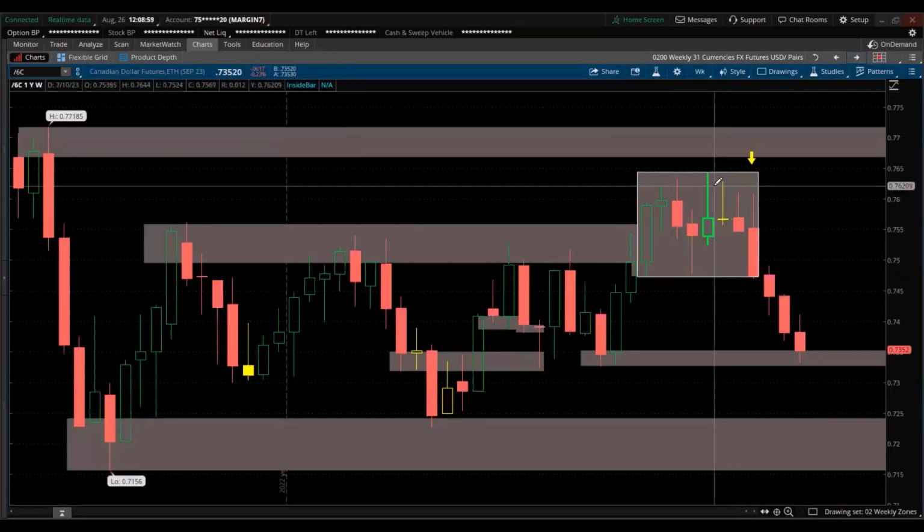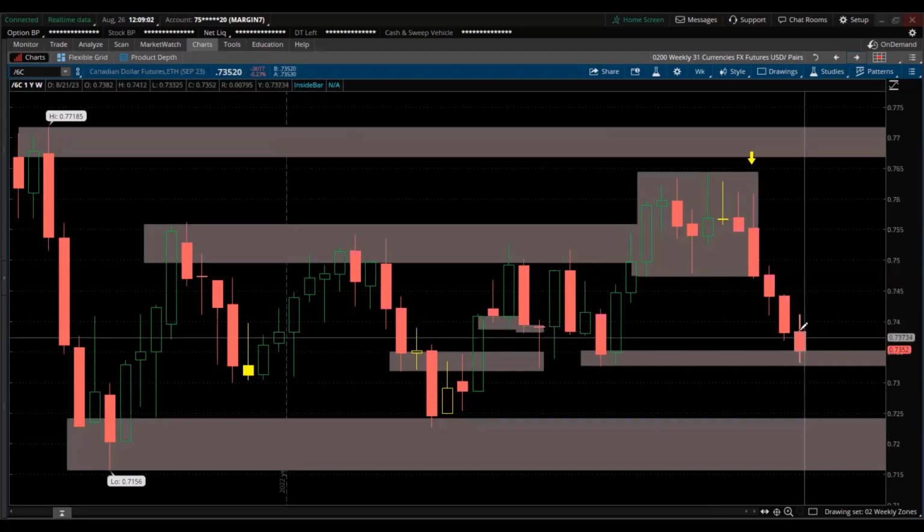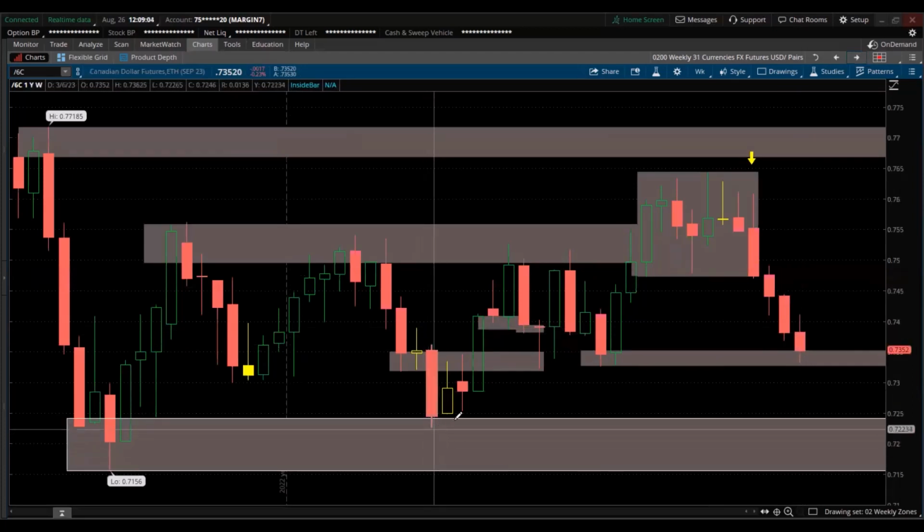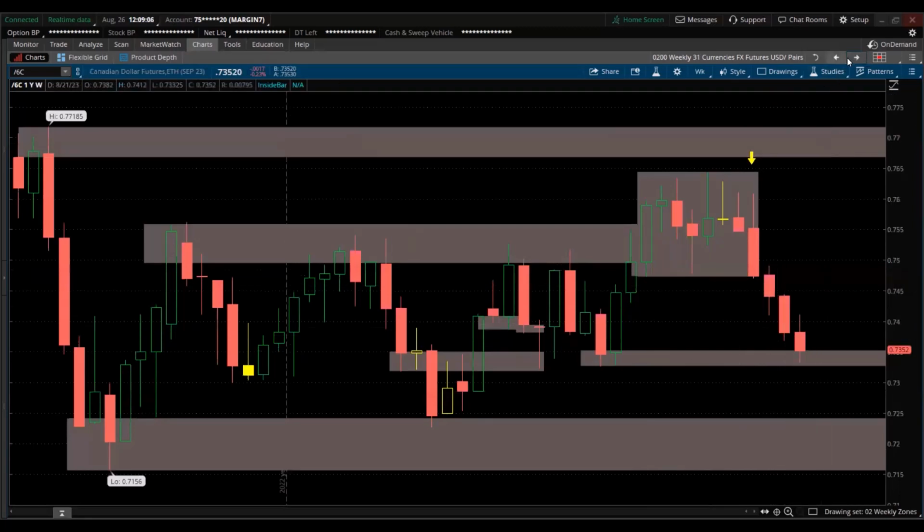Canadian dollar, our neighbors to the north. Red for the week, lower low, lower high. Here's the low for the year. Again, it's trending down.